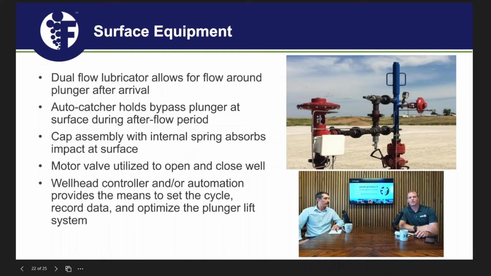So we got to be careful of that. So we talked about the downhole equipment. What do we have at surface for a plunger?